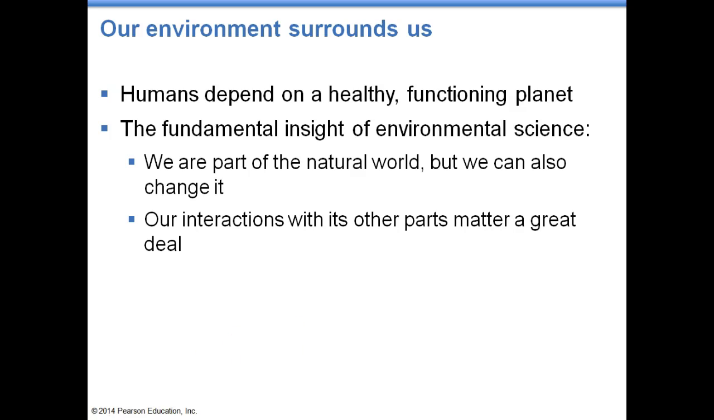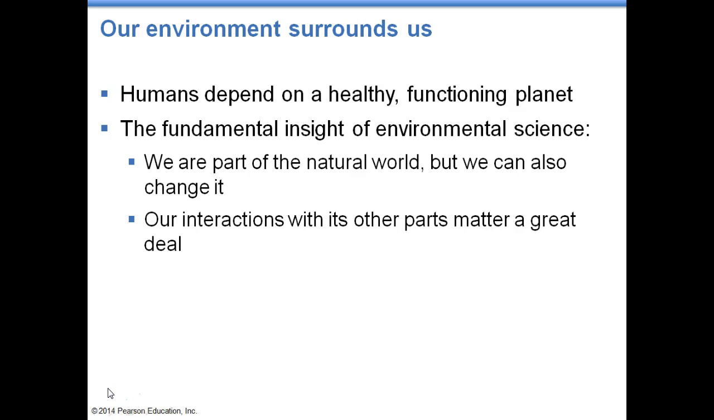We need our environment. We depend on it for everything, for our food, our water, our shelter, our medicines, our industry, anything that you can imagine. You did an energy audit at your houses this summer. That energy comes from the earth. It comes from the solar energy that's being harnessed. It's coming from fossil fuels that are being mined and obtained in our oceans.